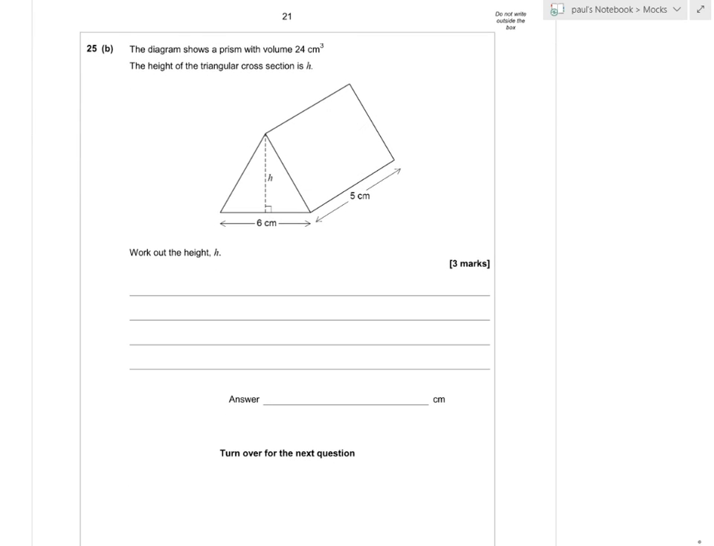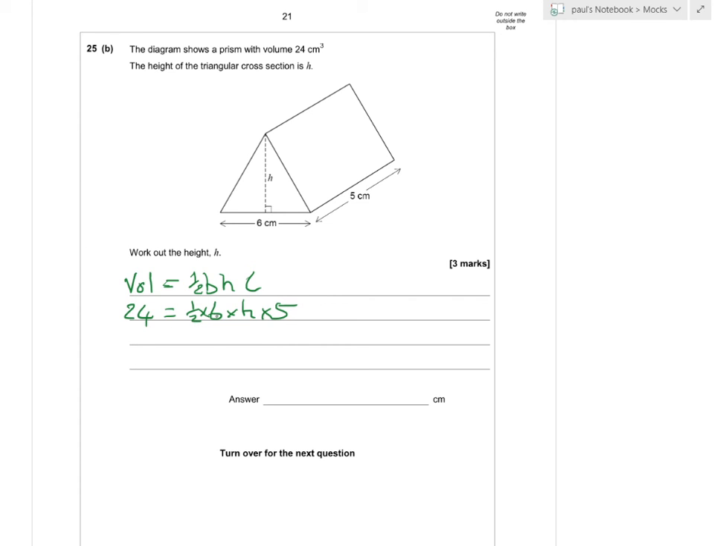The diagram shows a prism with a volume of 24. That's just like the volume of the one above. Work out the height, h. Alright, so the volume equals half base height times the length. What have we got? We've got a half, we've got the base, which is 6. Well, we don't know the height. And we've got the length is 5. And the volume is 24. So we've got everything we need.